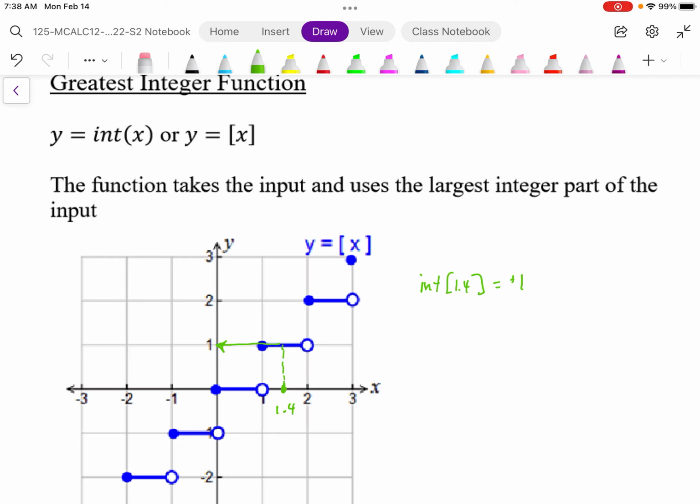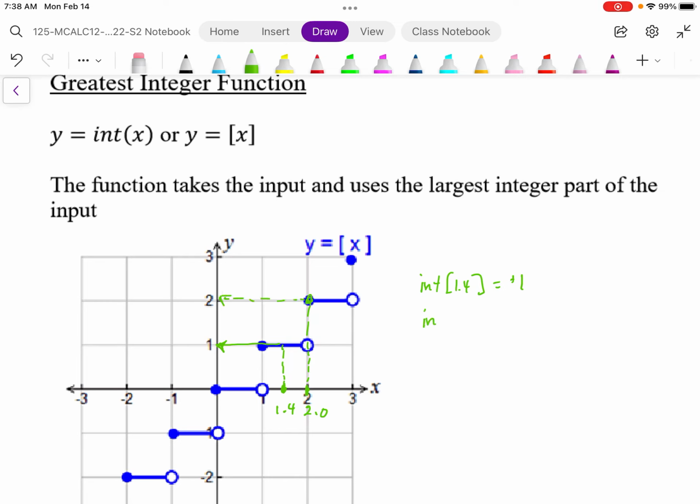If we take the greatest integer part of 2.0, the greatest integer part goes to 2, so we end up with int of 2 is equal to positive 2. And basically for the positive numbers, we can just take off the decimal part of that number.